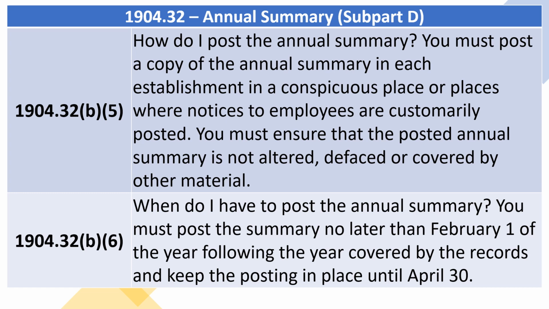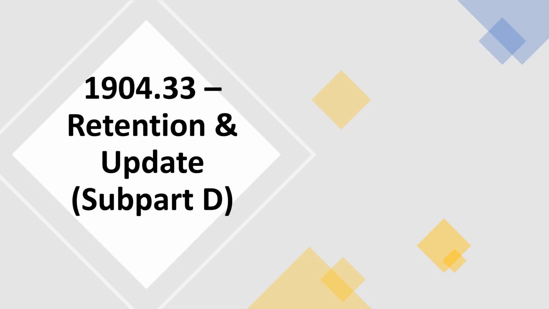1904.32(b)(6). When do I have to post the annual summary? You must post the summary no later than February 1st of the year following the year covered by the records and keep the posting in place until April 30th. OSHA 1904.33, Retention and Update.